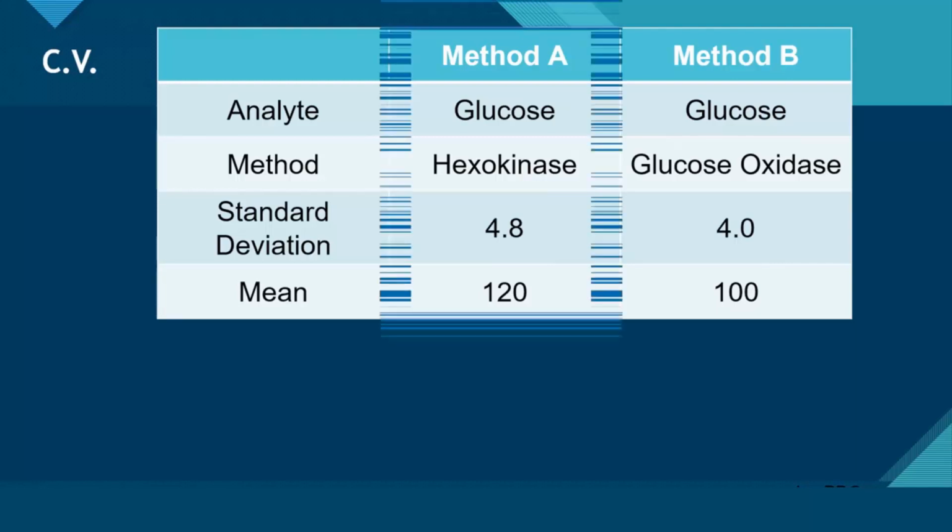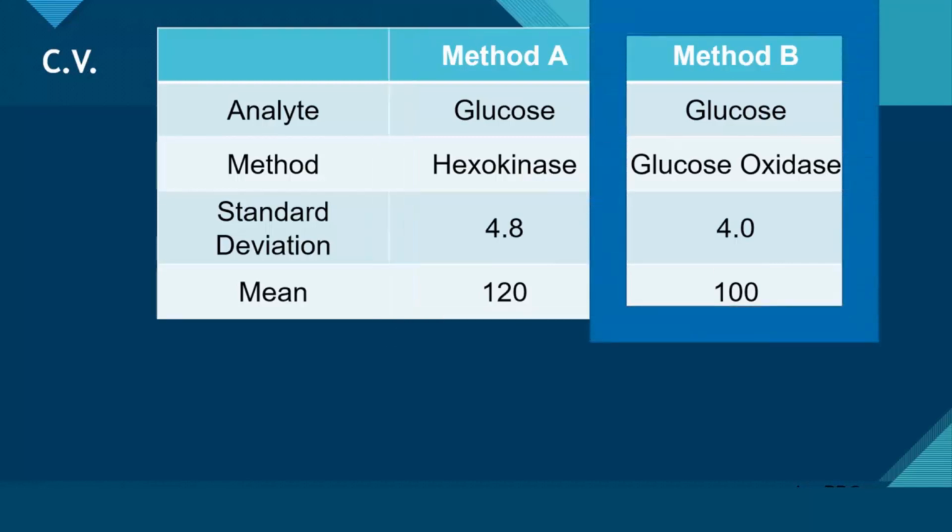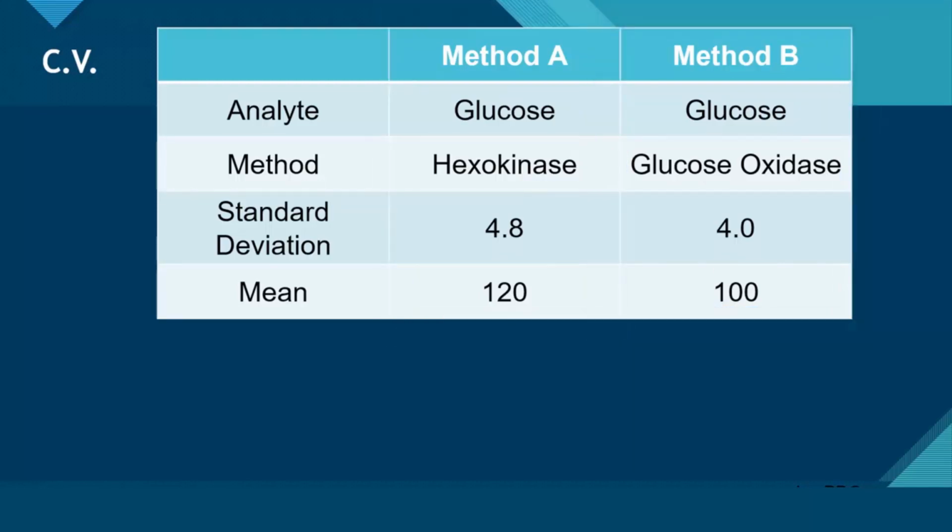Just to point out, each of these concepts that I'm talking about probably could be their own video. But let me take a look at, for example, these 2 different methods here. We have a standard deviation of 4.8 and 4.0, but we could have a mean for method A of 120, and a mean for method B of 100. But this still doesn't tell us, if we compare them to each other, what the correlation coefficient is.